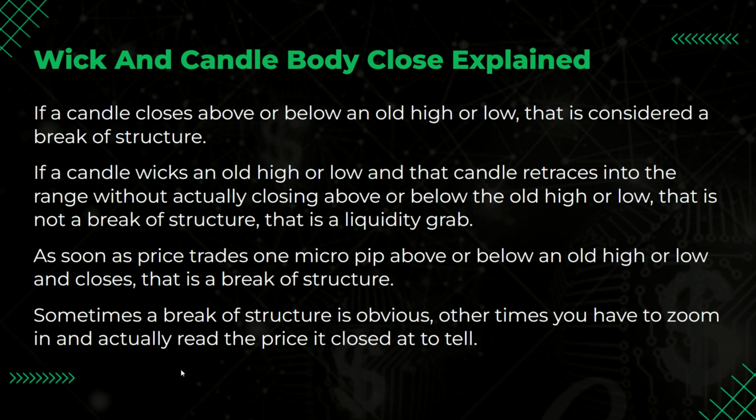Sometimes a break of structure is not obvious. Other times you have to actually zoom in and read the price it closed at to tell. That's what I was just saying. Sometimes it's not going to be a super obvious extended candle piercing into a new range. It may just be 1 micro pip that it closed below, but that's still important to know because there is a clear difference between a wick and a break of structure. And if it broke structure 1 micro pip below or above an old high, then that is still considered a break of structure.